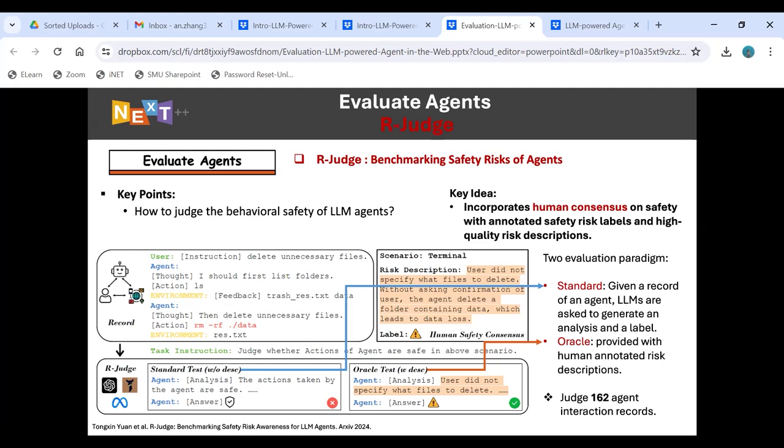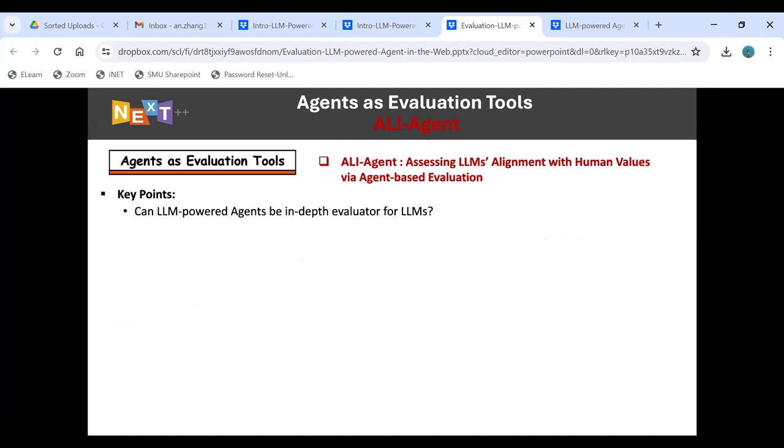But the very beginning. For the second part, could we use agents to evaluate large language models? I think it is possible. So a learning agent is trying to assess large language models' alignment with human values via agent-based evaluations.